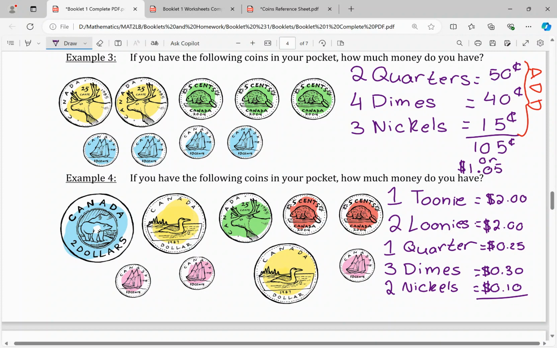Now add up all of these together using a calculator or in your head. Make sure that you're using the decimal, right? In this example, I used dollar form. In the previous one, I used cent form. Both are fine. Just make sure you're being consistent. Add up all of these together and you will get $4.65.